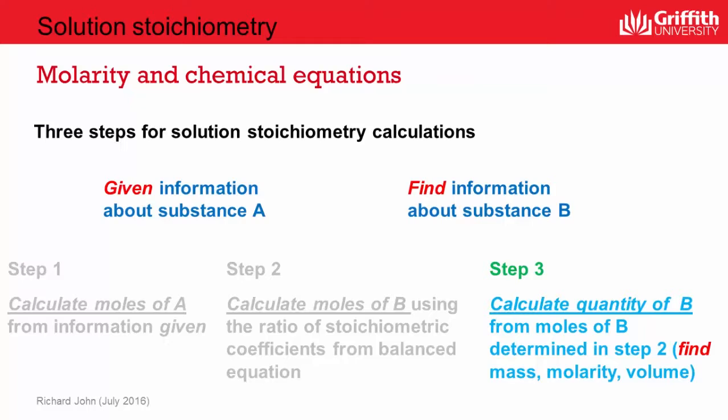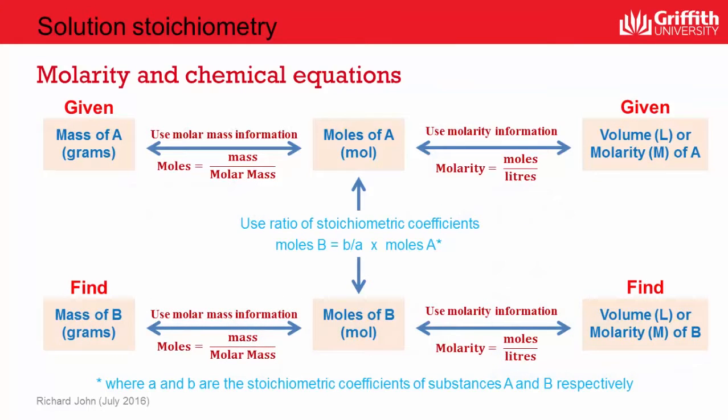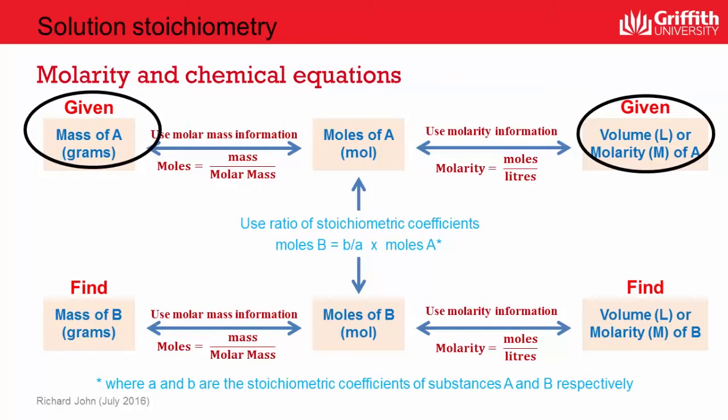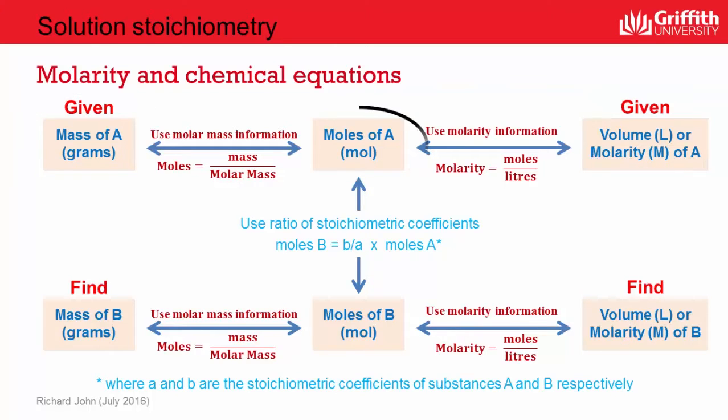If we're finding mass, then we use the molar mass relationship. If we're finding either molarity or volume, we're going to use the molarity relationship. This diagram here is very, very useful in looking at those 3 steps and exactly which way to go. So we're going to be given information about one substance, substance A. We're either going to be given mass information or we're going to be given volume and molarity information. Either way, we now know how to calculate the moles of substance A. So that will be step 1.